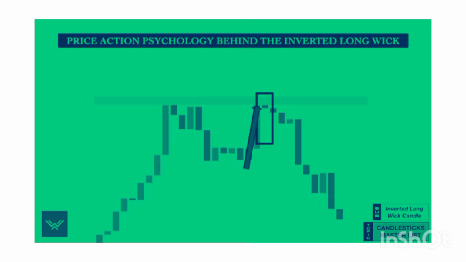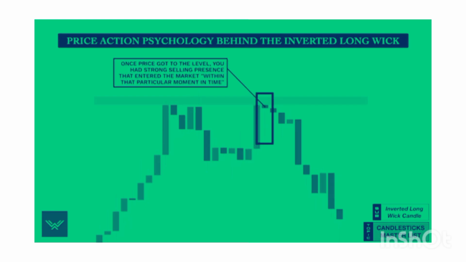Once price got to the level, you had strong selling presence that entered the market immediately within that particular moment in time, causing the wick to stick out below and against the moving uptrend, and validates that the level is in play and respected this time around. Now, going in the opposite direction.